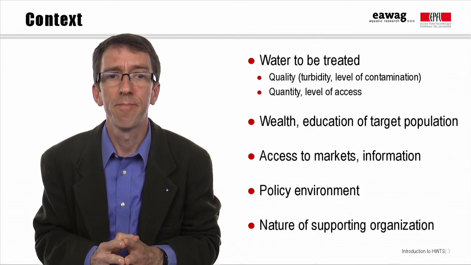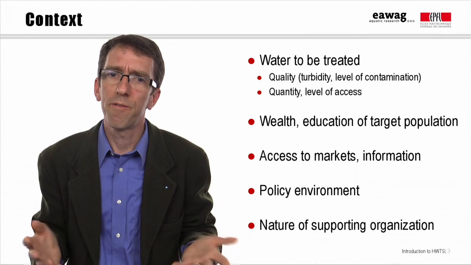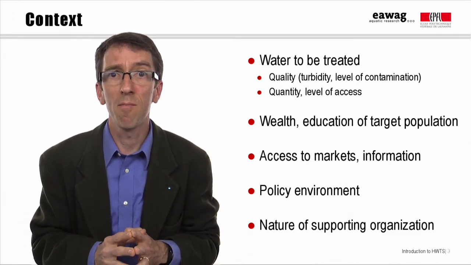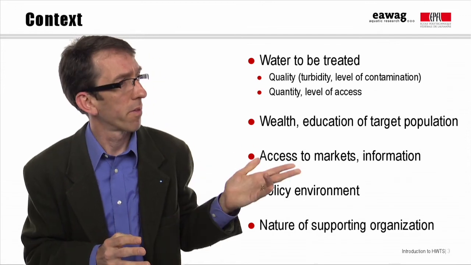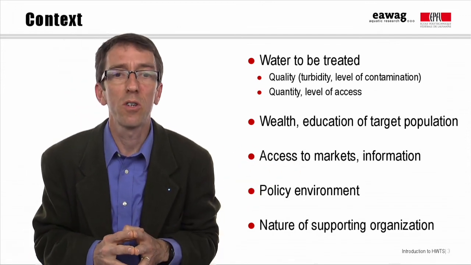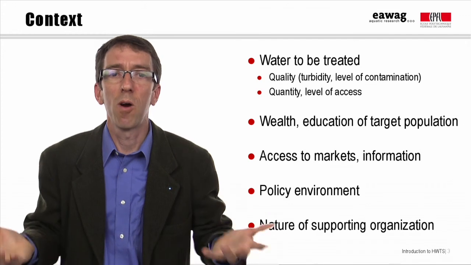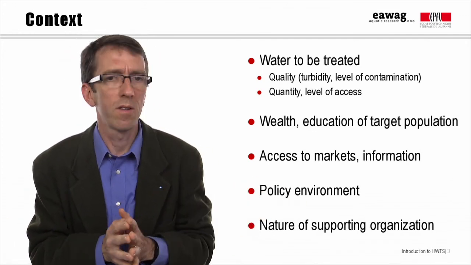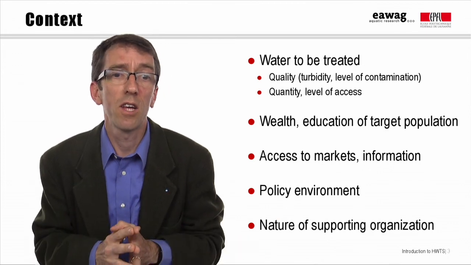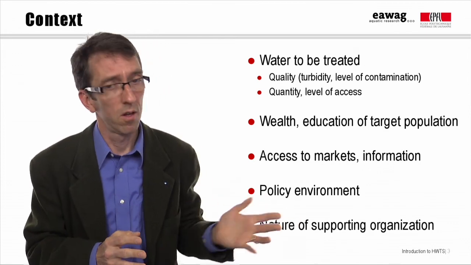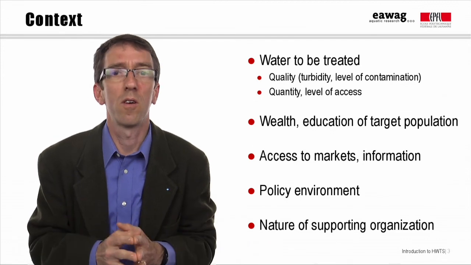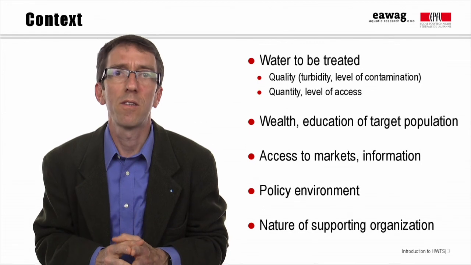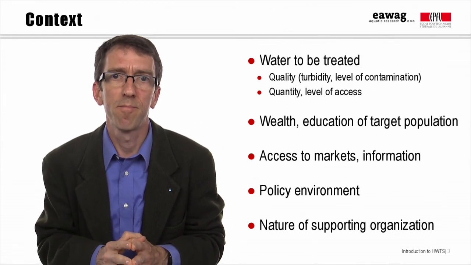influence selection. Then there are other contextual factors not related to the water, such as those described in the IBM WASH model, like the wealth and education of the target population, the access to markets, supply chains and information, the policy environment, and to these I would add the nature of the supporting organization, because a social business and a profit-oriented business might choose very different options based on their differing objectives.